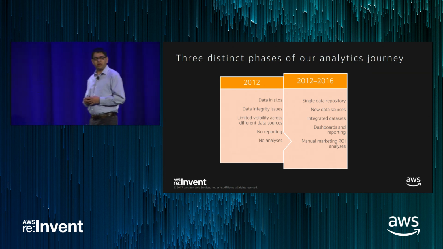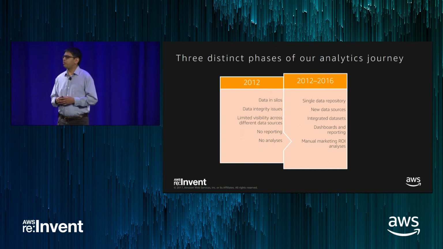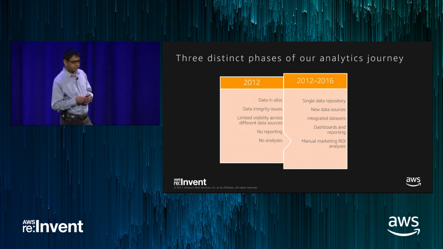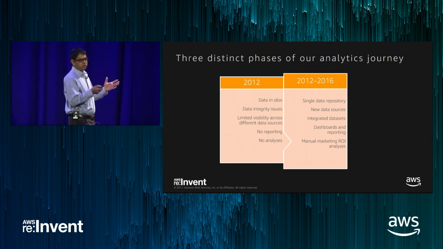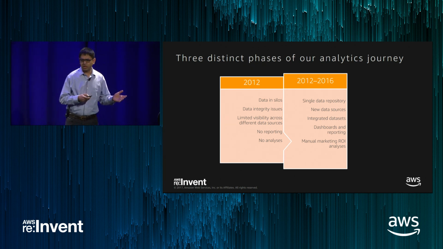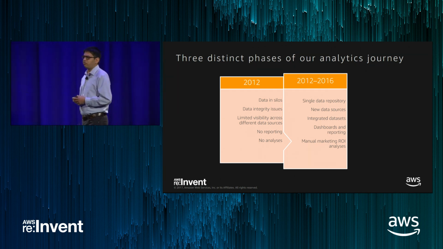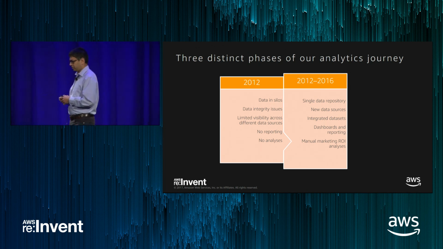And once we had this data, we started building dashboards and reporting, which allowed our end users to start pulling some data. And then finally, we also started moving from simple analysis to a little bit more complex analysis to understand the impact of marketing programs on the AWS business.